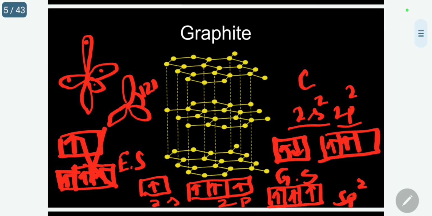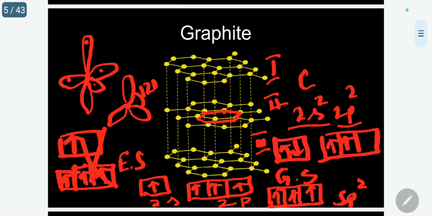Graphite is made up of layers. Please follow. This is the first layer, this is the second layer, this is the third layer. Understand now? Just look here at this ring, I am showing you. It is a hexagonal ring, forming 3 sigma bonds with neighboring carbon atoms using sp2 hybridization. And the 4th electron remains without involving in hybridization.